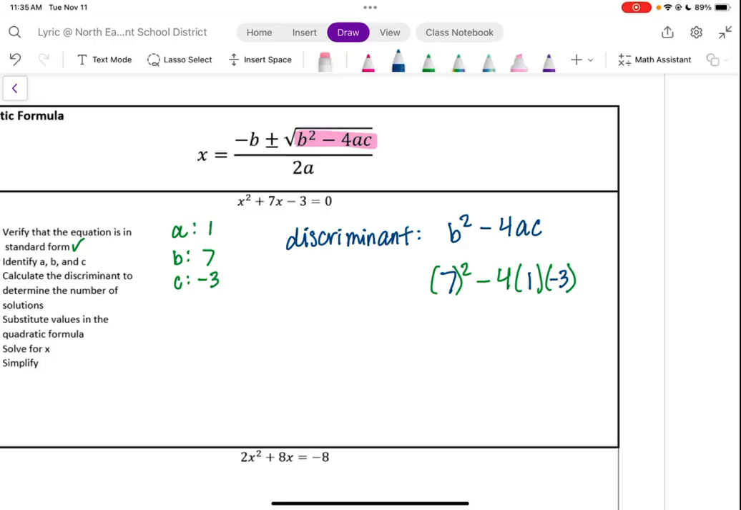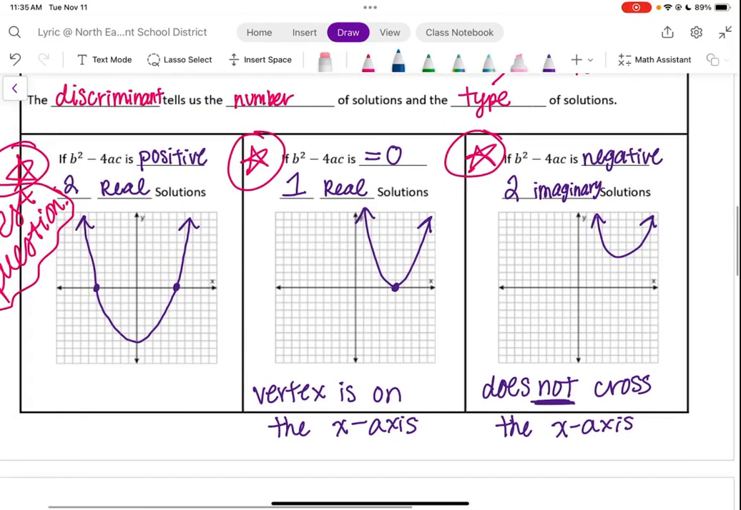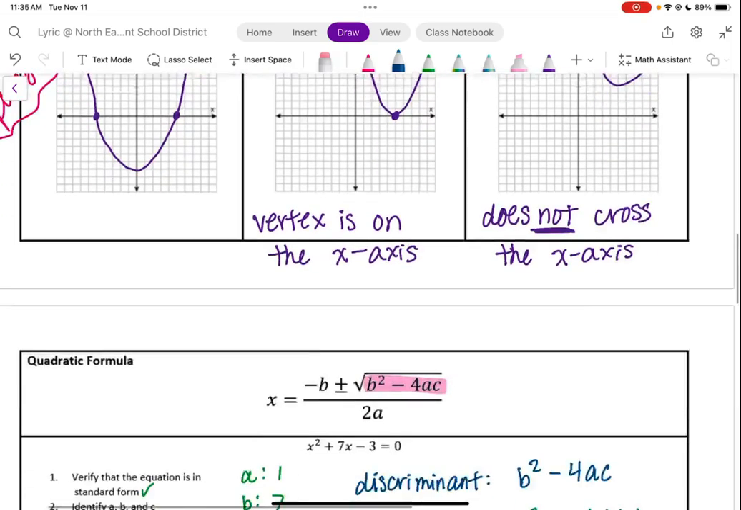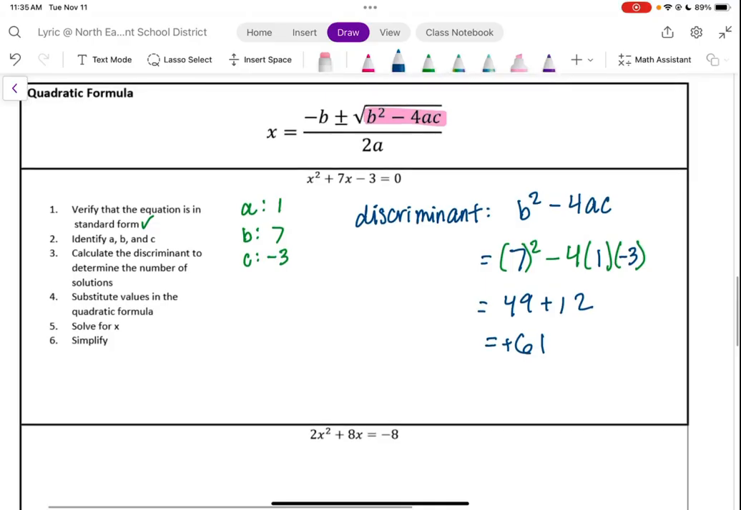I don't have a calculator on me, so I'm just going to calculate it really quick. 49 plus 12, which gives us 61. So the discriminant is equal to 61. That is a positive number. If we go back to our notes from before, we said if the discriminant is positive, we have 2 real solutions. So in this case, we have 2 real solutions. And I want you to write that next to your answer. 2 real solutions.